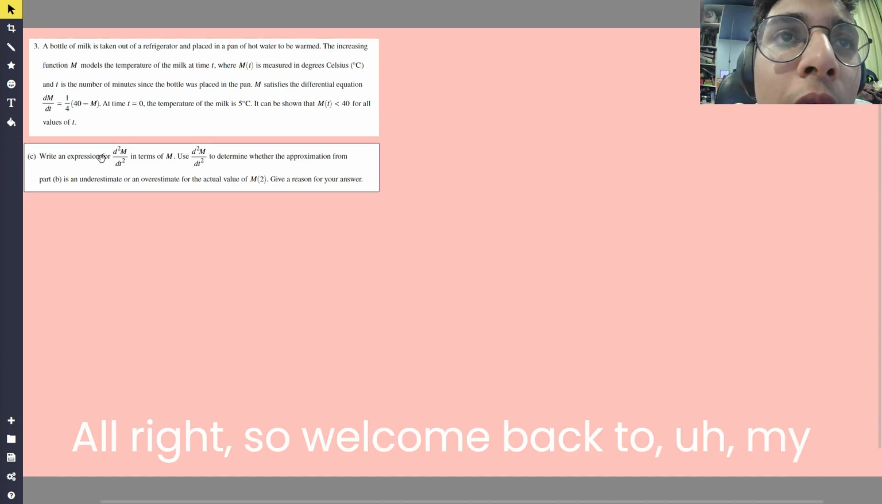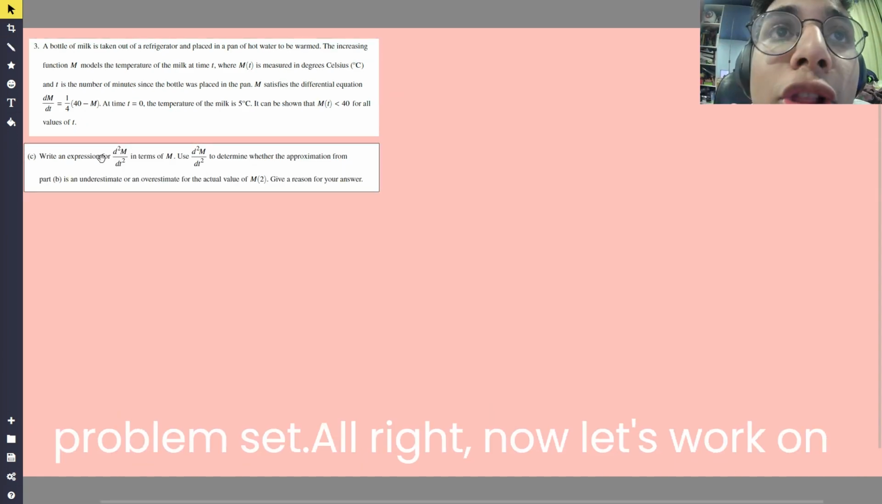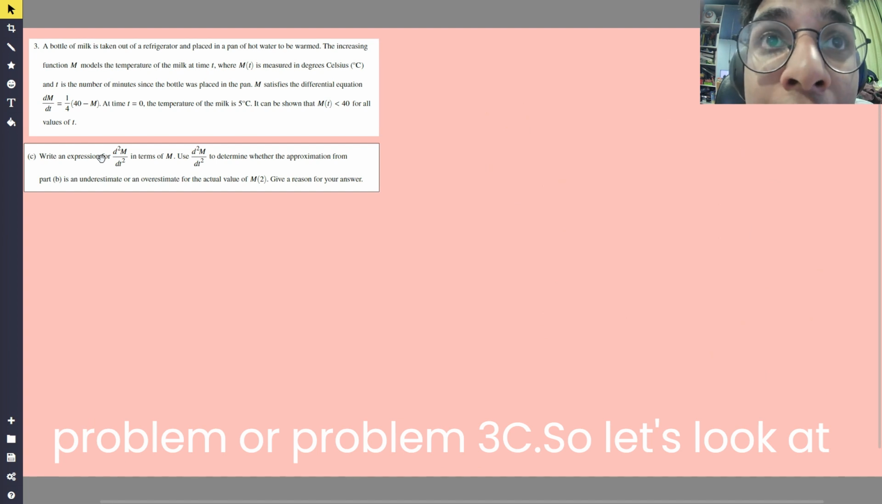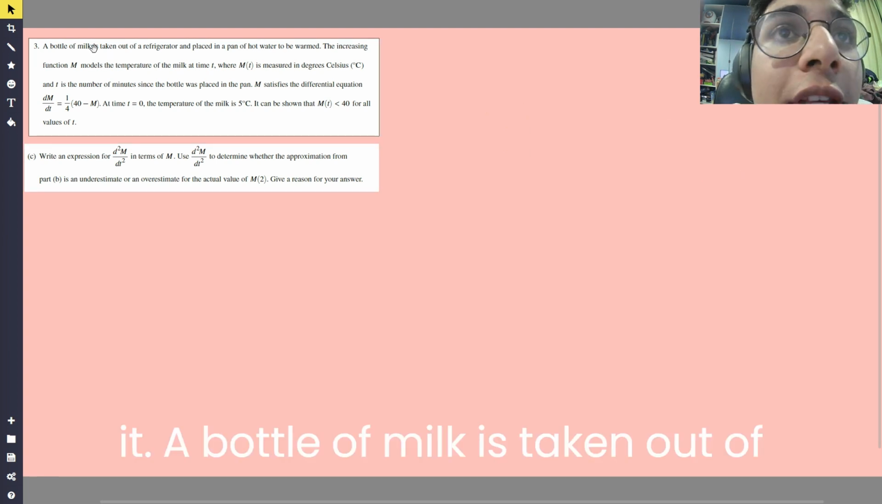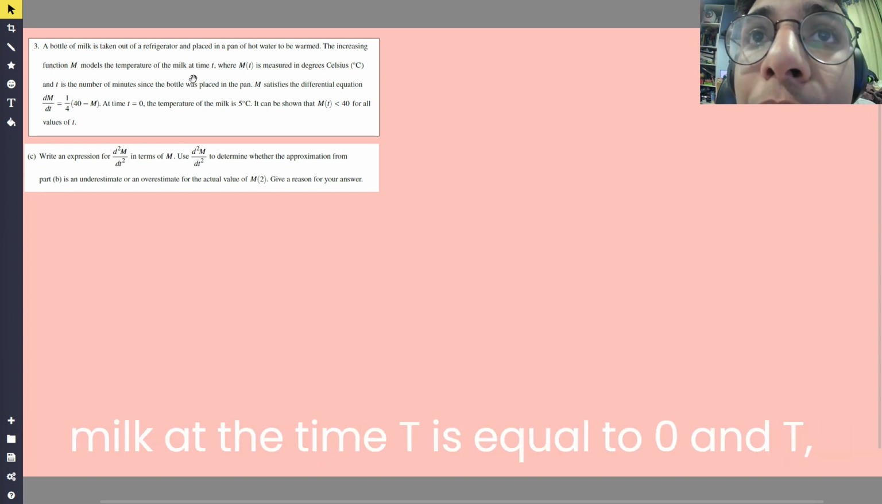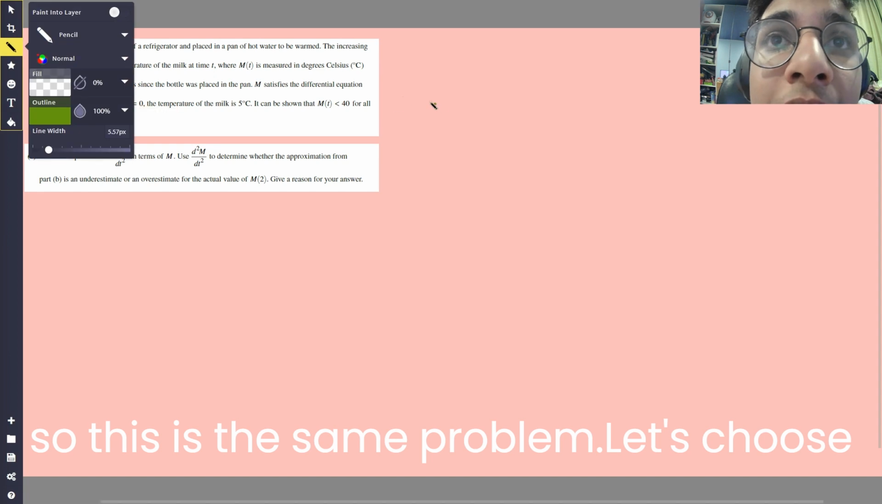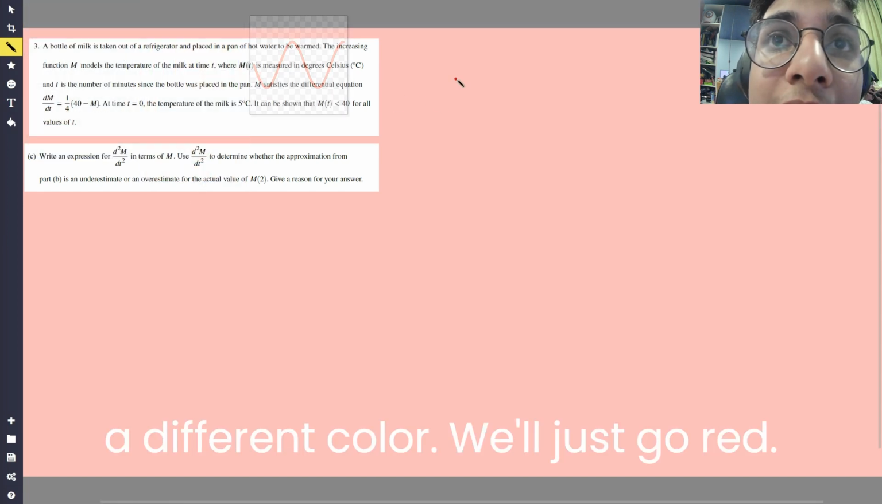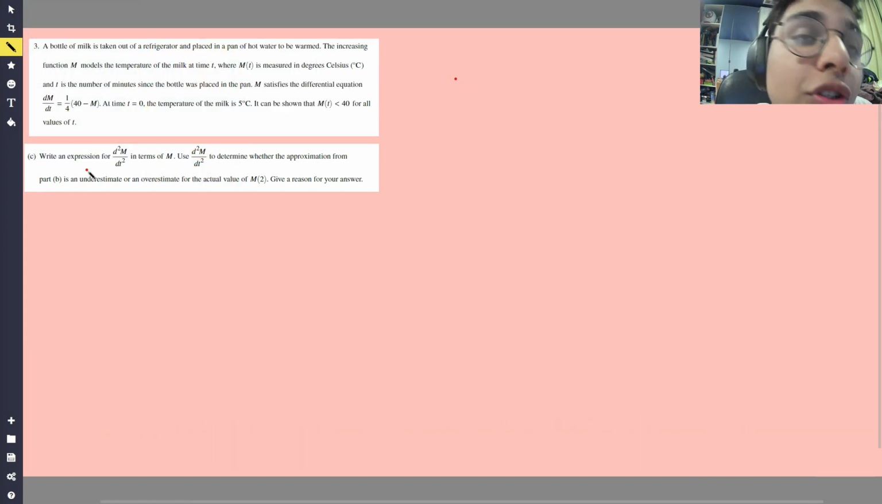All right, so welcome back to my problem set. Right now, let's work on problem 3C. So let's look at it. A bottle of milk is taken out of a refrigerator and placed in a pan of hot water to be warmed. The increasing function m models the temperature of the milk at time t equals 0. So this is the same problem. Let's choose a different color. We'll go red. All right, so for our expression, we just have to find the second derivative, right?